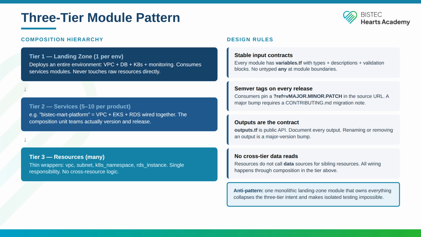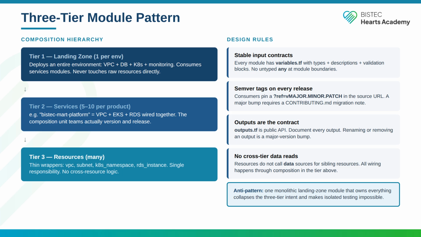Tier 1 is the landing zone, 1 per environment. It deploys an entire environment by composing service modules. A senior engineer writes this once, and it becomes the thing you point at a new region or a new environment without rewriting. 4 design rules make this work in practice.